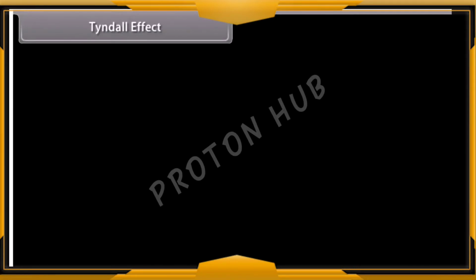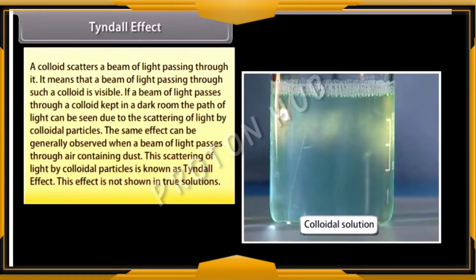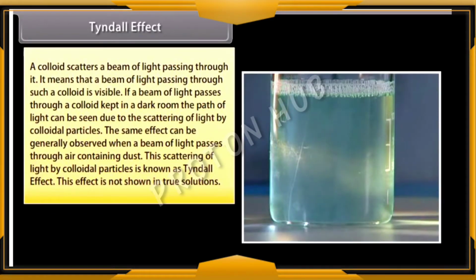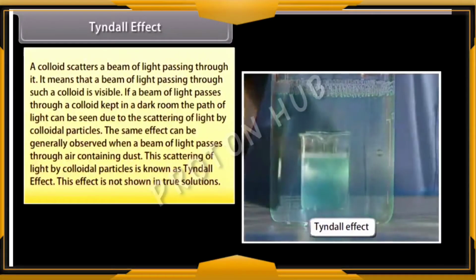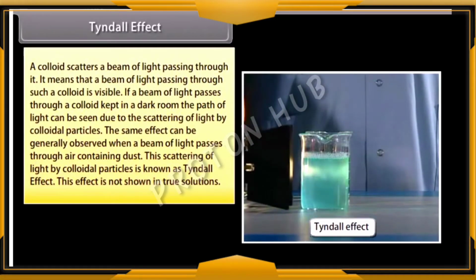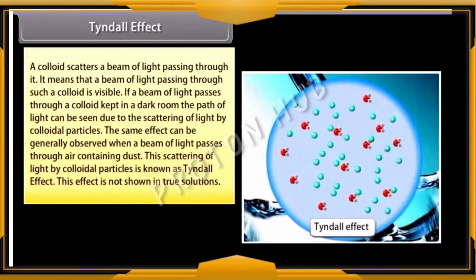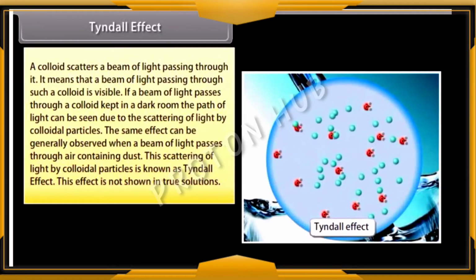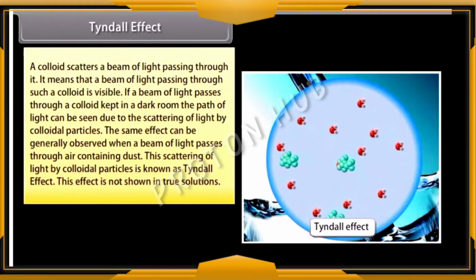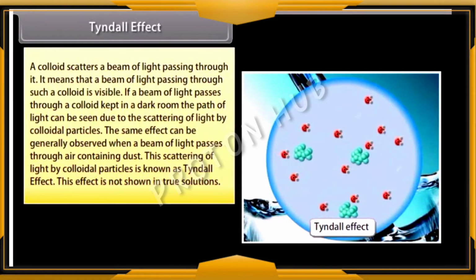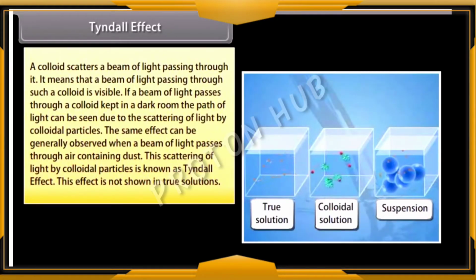Tyndall Effect. A colloid scatters a beam of light passing through it. It means that a beam of light passing through such a colloid is visible. If a beam of light passes through a colloid kept in a dark room, the path of light can be seen due to the scattering of light by colloidal particles. The same effect can be generally observed when a beam of light passes through air containing dust. This scattering of light by colloidal particles is known as Tyndall Effect. This effect is not shown in true solutions.